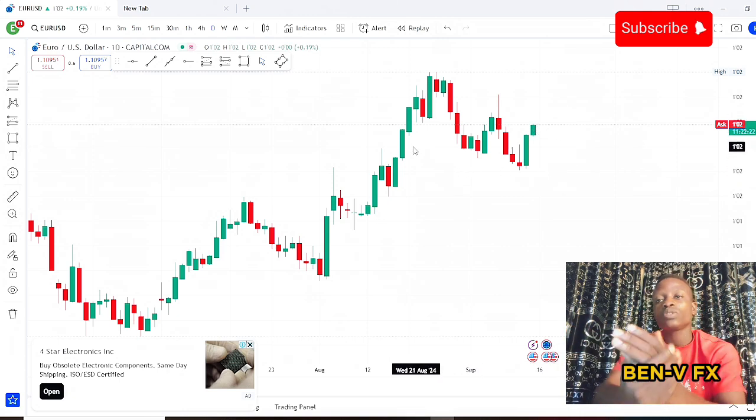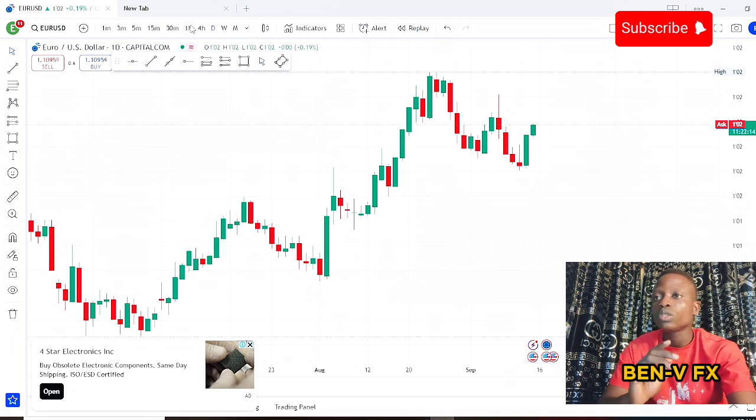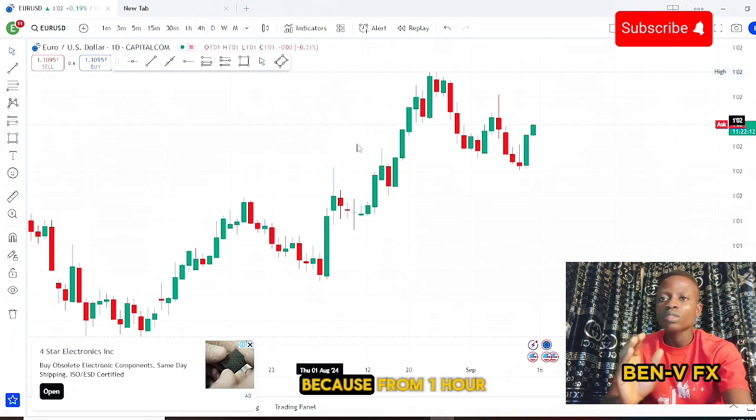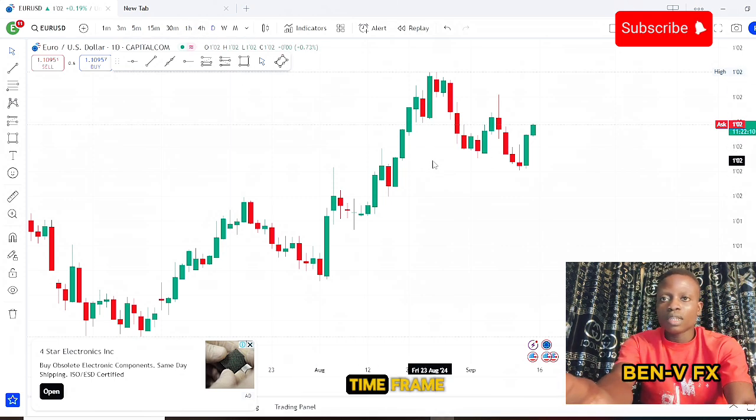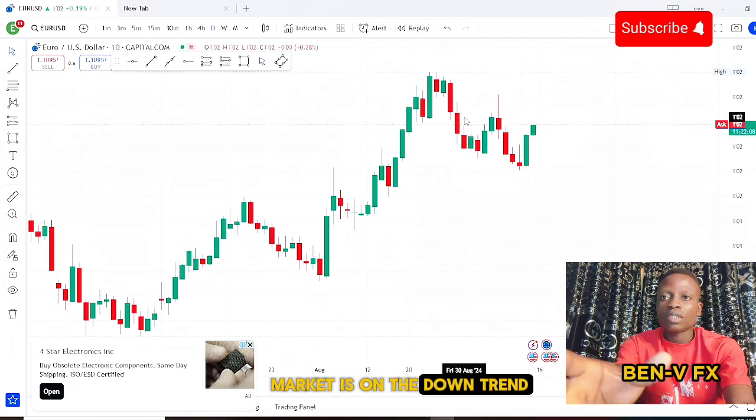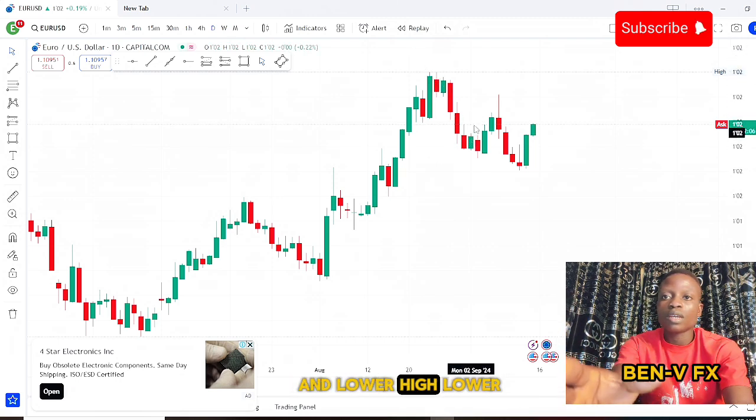That's just what you need to know. The market right now is on a downtrend. Euro USD is on a downtrend. That's just what you need to know. From the 1-hour time frame you can see the market is on a downtrend: lower high, lower low, and lower high, lower low, and lower high.